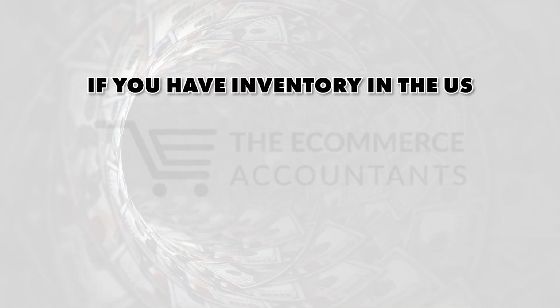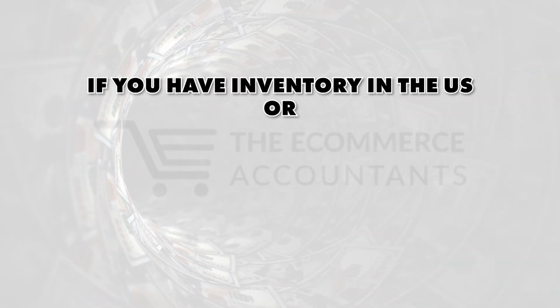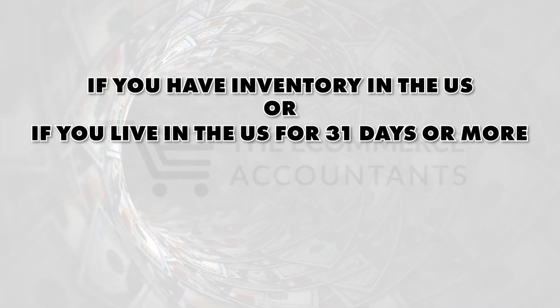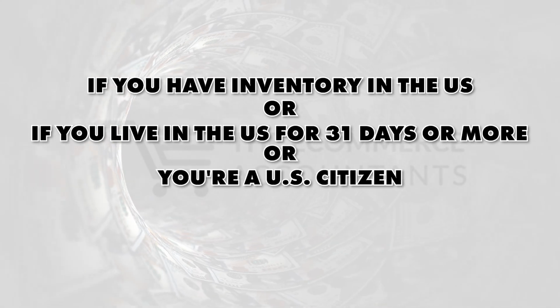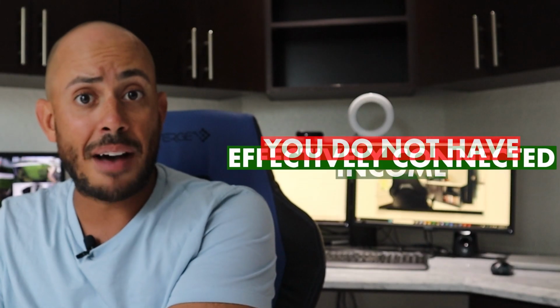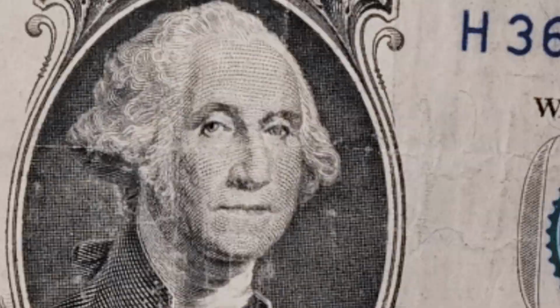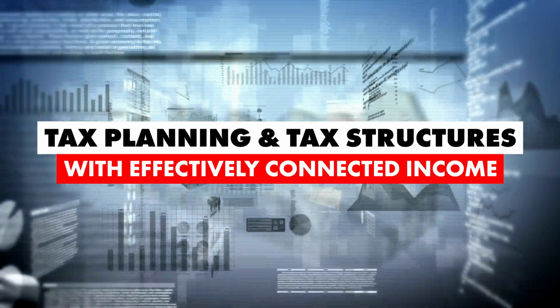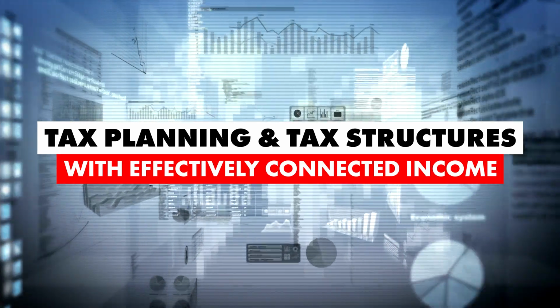So to simplify this further, if you have inventory in the US, or if you live in the US for 31 days or more, or you're a US citizen, you have effectively connected income. Otherwise, if none of those things apply to you, you do not have effectively connected income. So the first video here is going to be tax planning and tax structures that work for e-commerce entrepreneurs that do have effectively connected income.